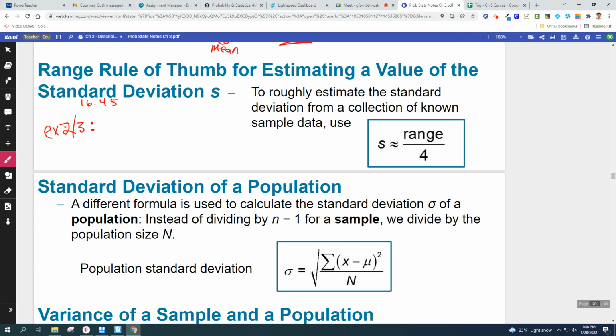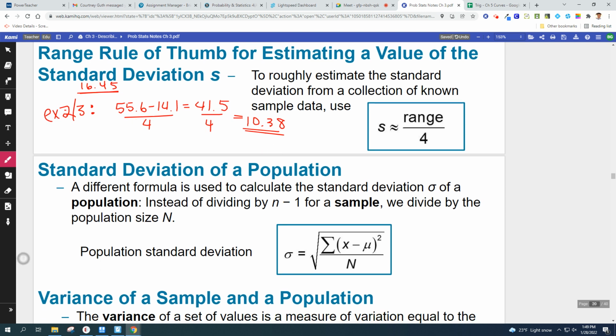So remember when we did the range, that was our first example. The range for those numbers was 55.6 minus 14.1, which was 41.5. So this formula says just divide that by 4. And if you divide that by 4, you get 10.38. Okay. Now that is not the standard deviation. This is just a rough estimate. So the answer, remember, was 16.45, but this is just kind of getting us close. Ballpark, 10.38. That's a pretty rough estimate.